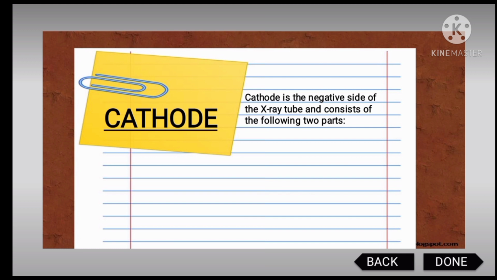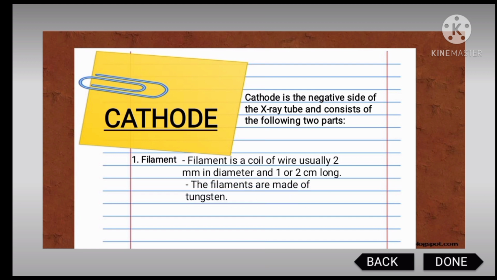Cathode is the negative side of the X-ray tube and consists of the following two parts. First is the filament. The filament is a coil of wire usually 2 mm in diameter and 1 or 2 cm long. The filaments are made of tungsten. The filament must be able to boil off electrons, which we can also call thermionic emission.